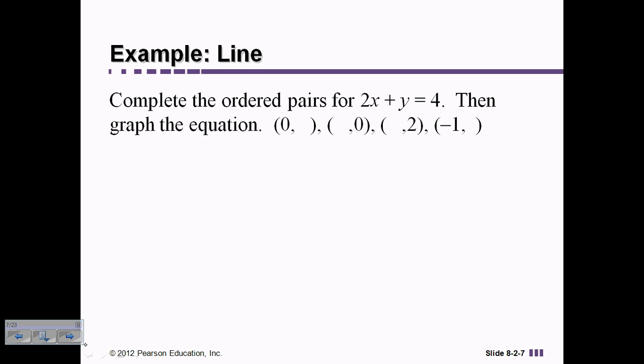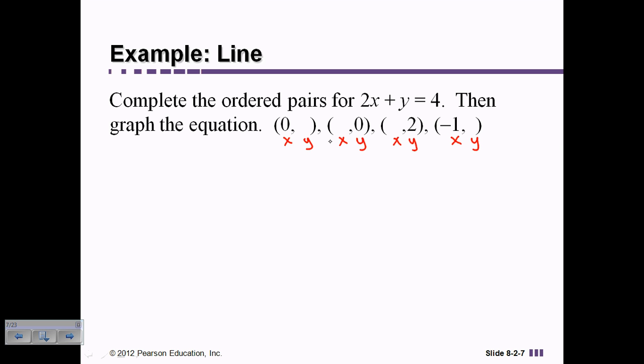Alright, so here's an example. Find the answers for this problem. So remember, I've got four sets of ordered pairs here. This is x, and I'm looking for y. I'm looking for x, this is y. I'm looking for x, this is y. This is x, and I'm looking for y.